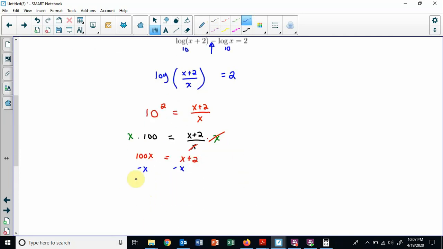Alright, just a little basic algebra here. 100 minus 1 is 99. So 99x equals 2. Then divide both sides by 99. So x equals 2 over 99. Now that does not reduce, so I'm just going to leave it as a fraction. And there we go. X equals 2 over 99. We were able to solve for it.